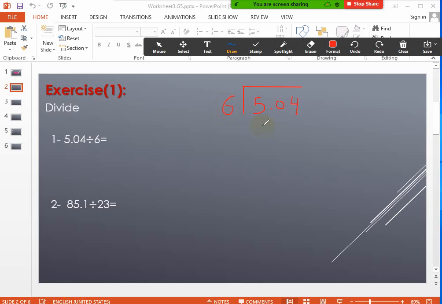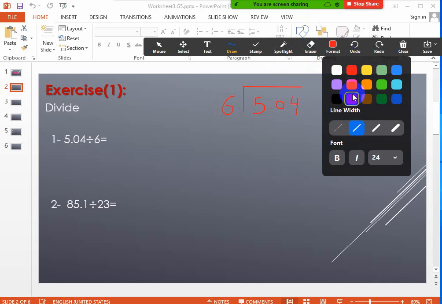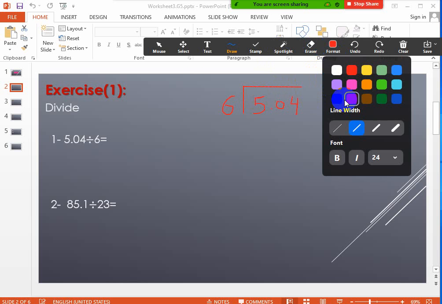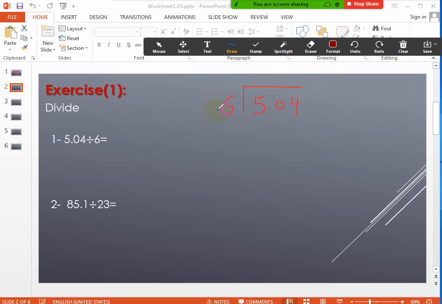So when I divide a decimal number by a whole number, I told you to divide like there is no decimal point. Then when we reach the decimal point, I will take it up to the quotient and put it in the same place. Let's see how. I will start with the first one. I want to divide this number by 6.